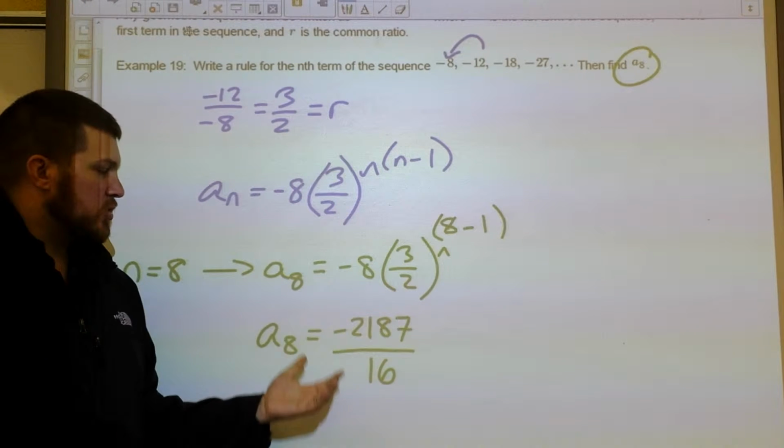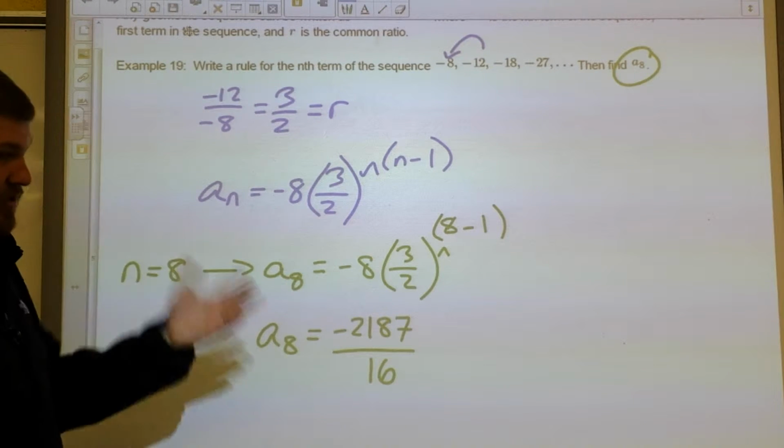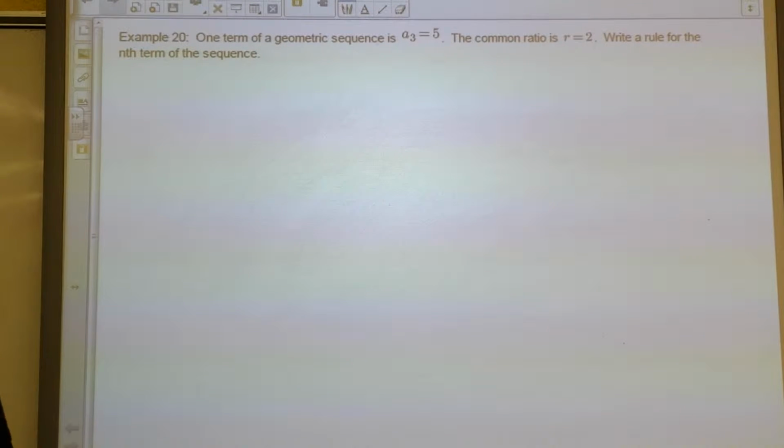So we did our scratch work and found that negative 2,187 divided by 16 lives there. Okay. All right, so now we're going to move on to another example.